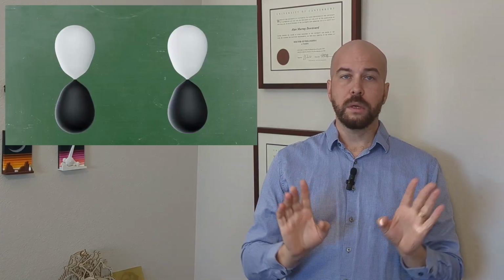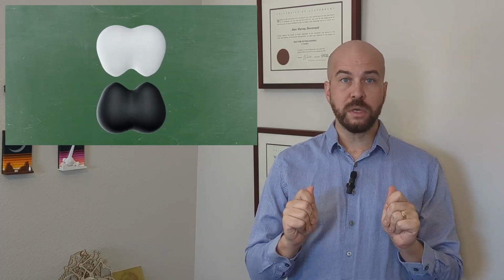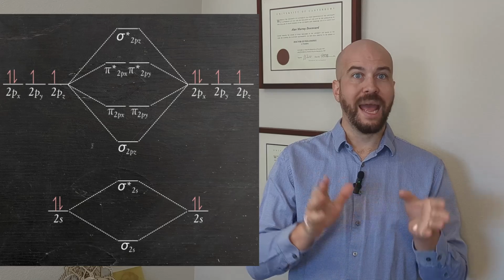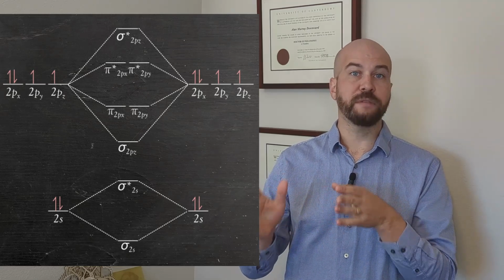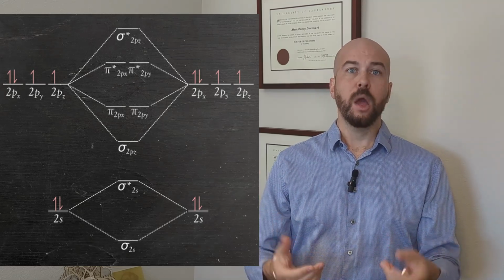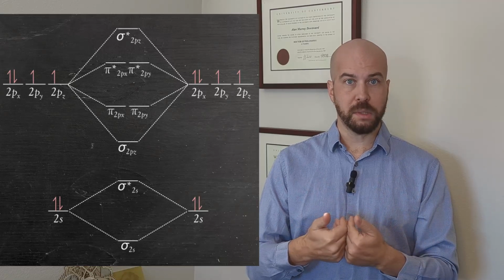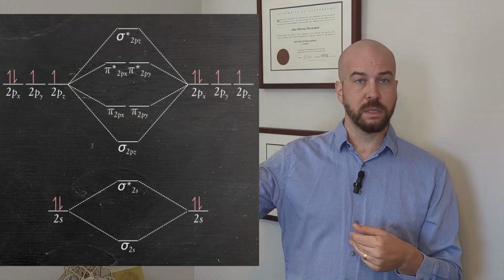The p orbitals, on the other hand, which point up or in and out, will generate non-symmetrical orbitals. Those are known as pi orbitals. And in each case, there will be bonding and anti-bonding versions of these orbitals. Next, we begin to fill the orbitals from the bottom to the top.